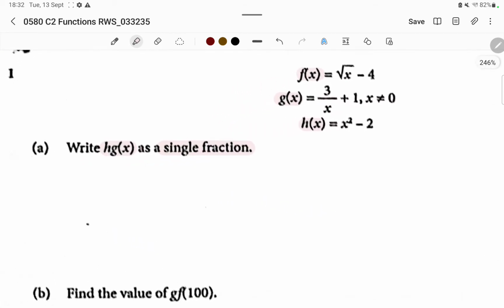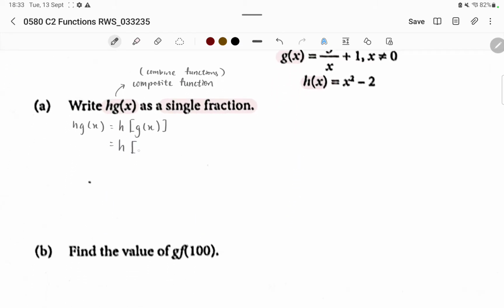So we have to combine. This one is a composite function, which means we have to combine some functions. Okay, hg(x), so g(x) goes inside of h(x). So hg(x) equals h[g(x)]. And then we copy down the g(x) first.